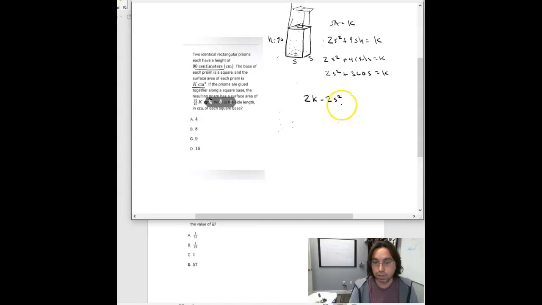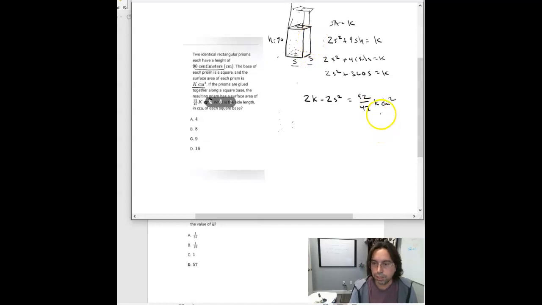So as a result, it says if the prisms are glued together along a square base, the resulting prism has a surface area of 92 over 47 k. Well, we know this is equivalent to 92 over 47 k centimeters squared. I think that's as it reads. All right, so what we're trying to do is find the length of each of these square bases, or essentially s.